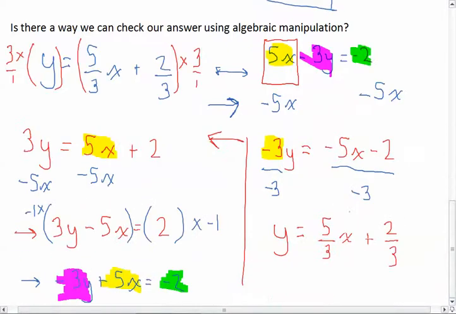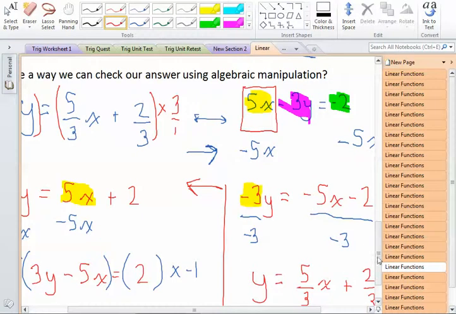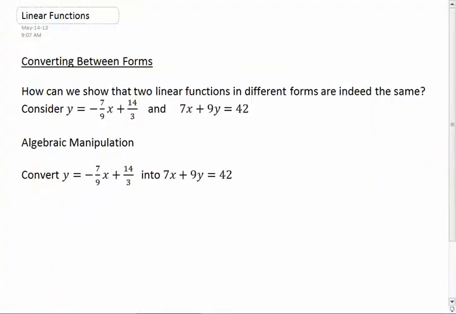Okay, so let's take a look at our next page. So let's just flip the sheet over here. So now we're going to practice this converting between forms. So how can we show that two linear functions in different forms are indeed the same? So we've got y is equal to negative 7 over 9x plus 14 over 3, and 7x plus 9y is equal to 42. So we want to show whether or not these two are equal or if they're different.